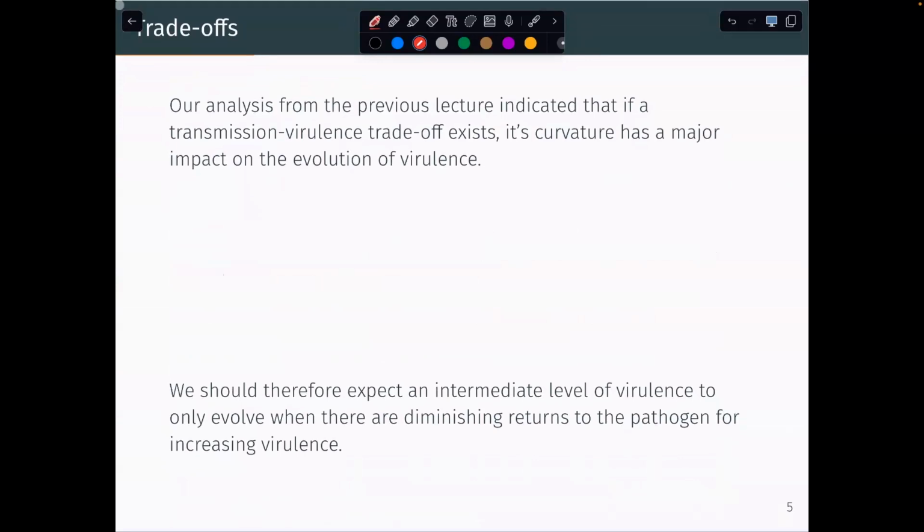Well, our analysis, if you recall from the previous lecture, indicated that if the transmission-virulence trade-off exists, then its curvature has a major impact on the outcome, the dynamics that we expect to see. So what do I mean by this? Well, let's consider a couple of examples. I'm just going to sketch a couple of graphs here, with our virulence, varying alpha, on the horizontal axis, and then beta of alpha on our vertical axis.